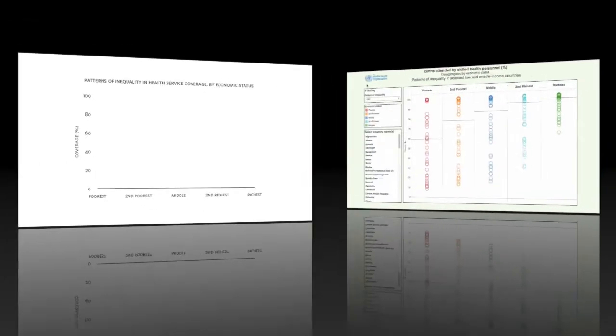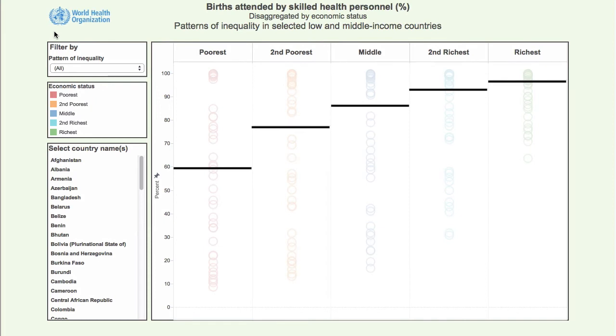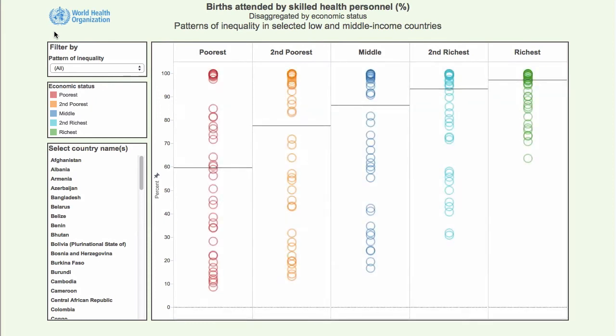In this example, we view the percentage of births attended by skilled health personnel, disaggregated by economic status, in 5 subgroups. The circles on the graph represent countries. Each country is shown on the graph by 5 circles. The black horizontal lines are the middle point, the median of data within each subgroup. By using the selection menu, we can customize the view to show which countries demonstrate each pattern of inequality.